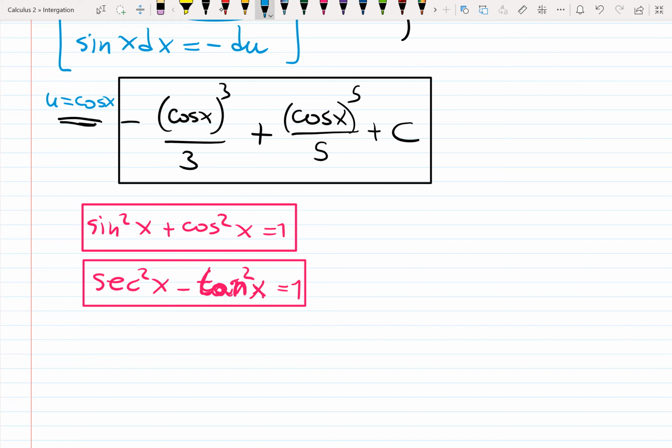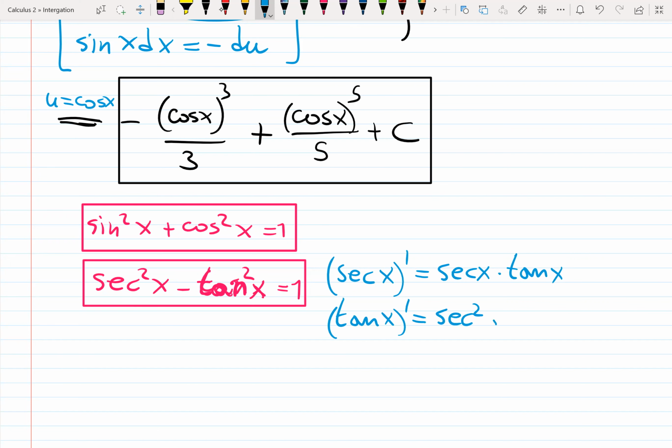If you don't remember from calculus one, then here you go. Derivative of secant x: secant is so cool that it likes itself, so it copies itself first, and then it puts tangent at the end, right? And then tangent is not that cool, but it likes secant a lot, so it's secant squared, like that. So using these formulas, you integrate products of secants to the power and tangent to the power. That is the idea.